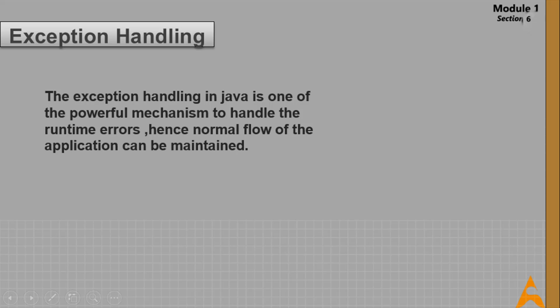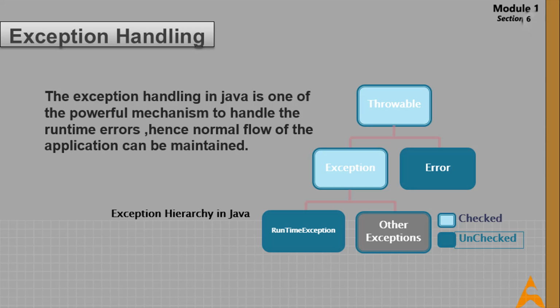Now let's talk about exception handling in Java. Exception handling in Java is one of the powerful mechanisms to handle runtime errors so that the normal flow of the application can be maintained. We will learn about Java exceptions, their types, and the difference between checked and unchecked exceptions.